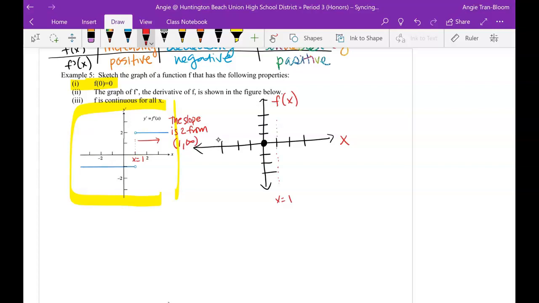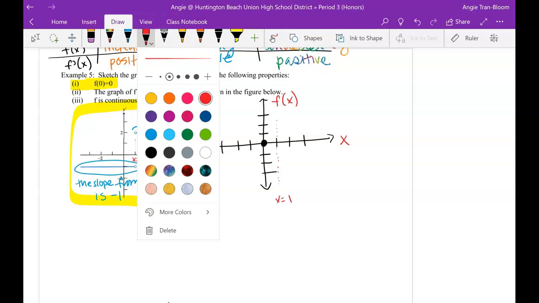Then let's go to the next line. Let me use a different color. This guy right here in the bottom is saying that the slope from negative infinity all the way to 1 is negative 1, okay? So again, the confusing point right now is when x equals 1. As you can see, the slope does not exist. See, so this is important right here.